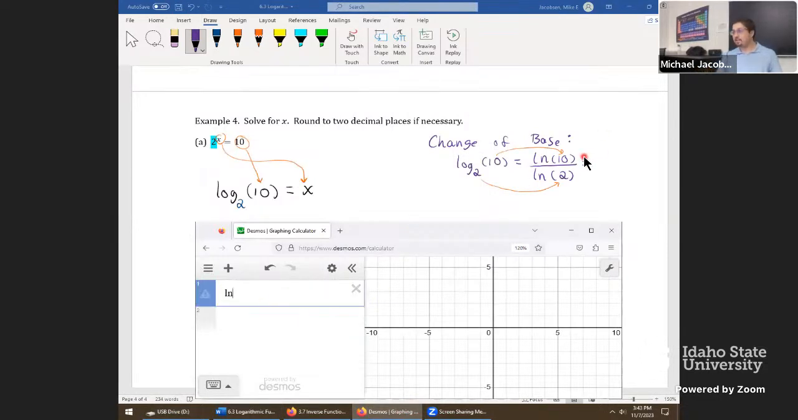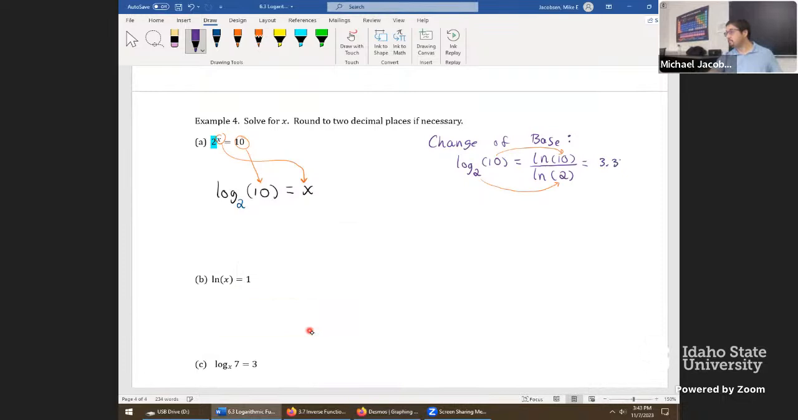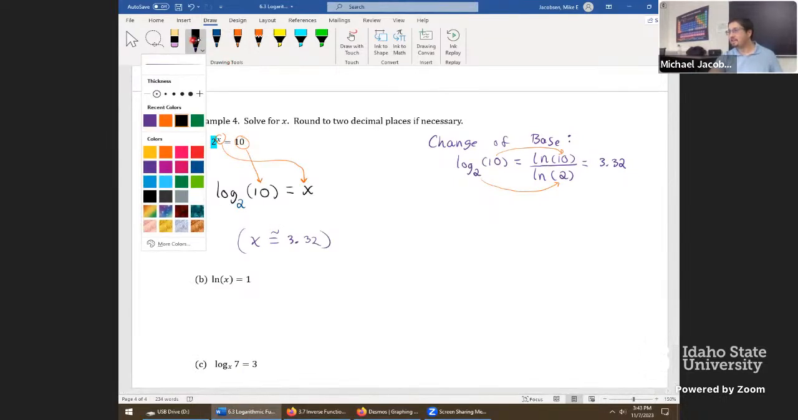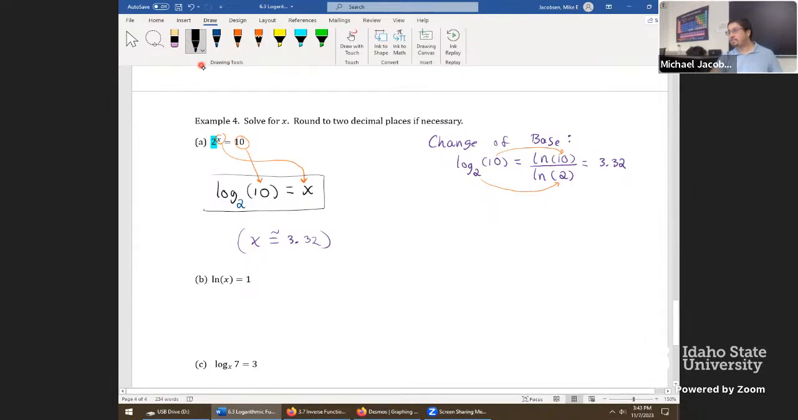Instead, I'll go natural log 10. This works in the TI-30X2S as well. Immediately hit division, natural log 2. And the value should be about 3.32, rounding to the nearest hundredth once again. So I'll put down below, x is approximately equal to 3.32. But let's also emphasize right up here, in this question, this would be considered the answer.